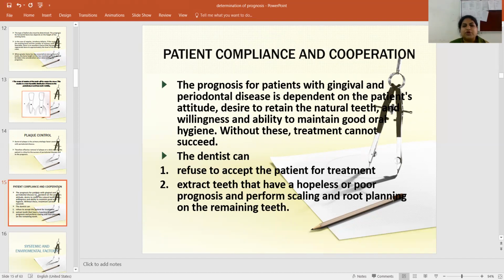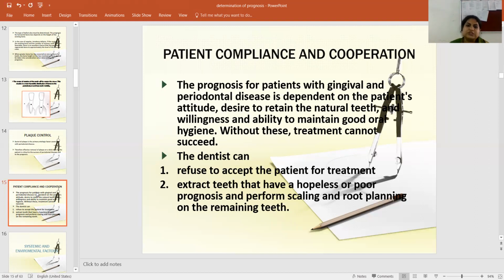Now the next point is patient's cooperation and compliance. See, this is a very important point. You can assess the prognosis of the tooth after the diagnosis, but you are going to see the patient's gingival and periodontal condition, and you can decide which tooth has to be retained and which tooth has to be extracted. But the patient should have a strong willingness to retain the natural teeth and to maintain good oral hygiene, because without this the treatment cannot succeed.